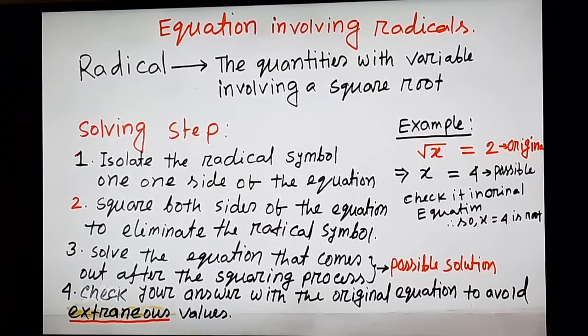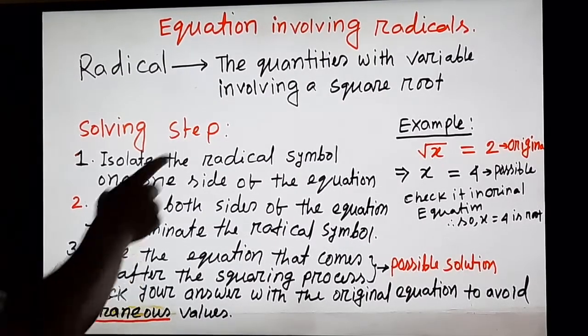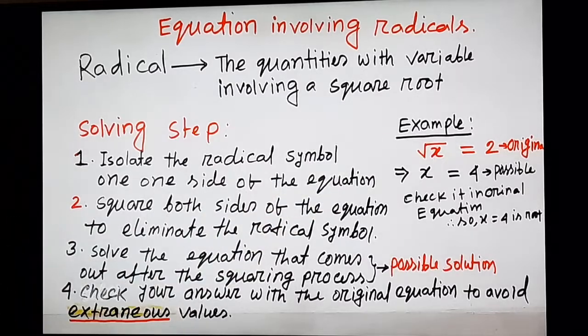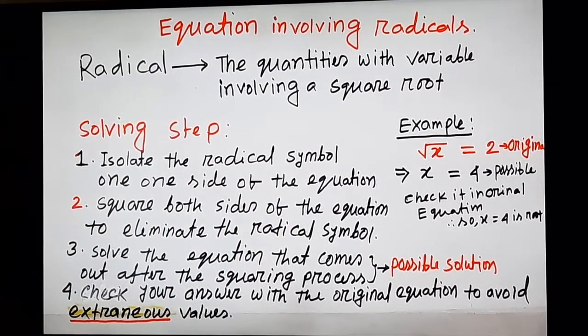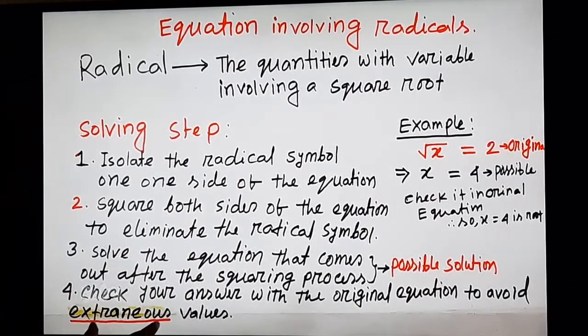And the third step, solve the equation that comes out after the squaring process. After the squaring process, we will get a solution, but this solution is not the confirmed solution of the original radical equation. How can we confirm? After verification, we can confirm this is our root of the original equation. If a value does not verify the original equation, these roots are called extraneous values.